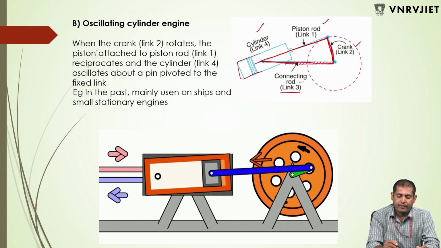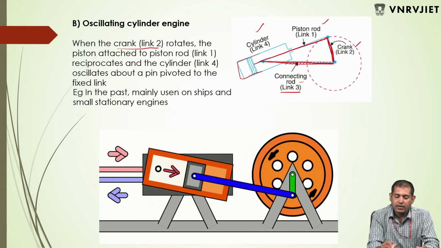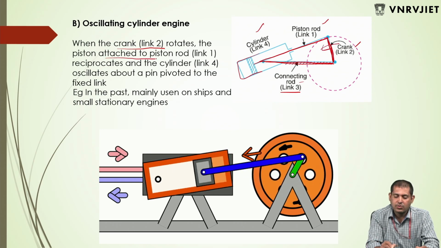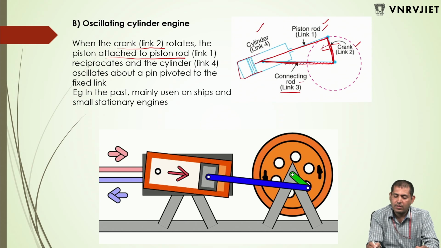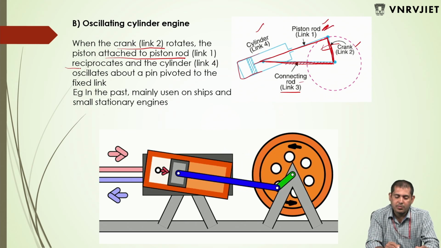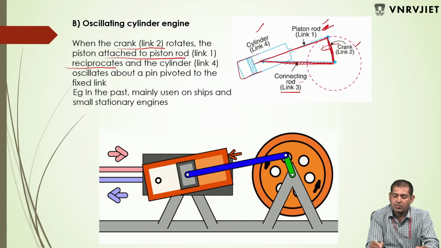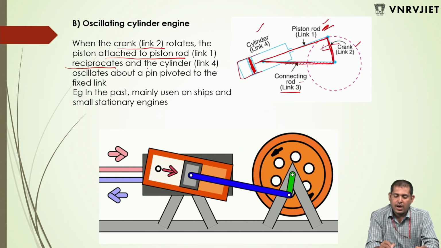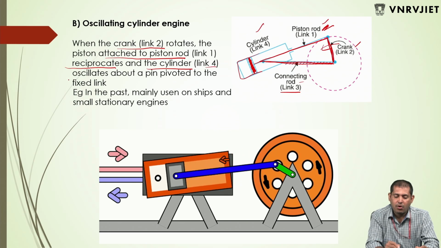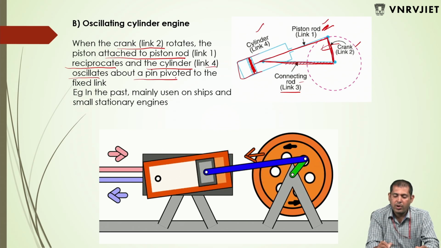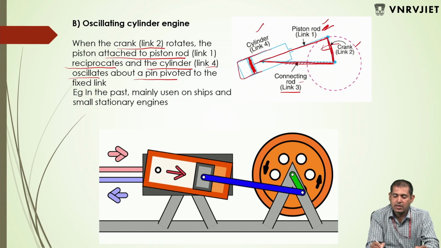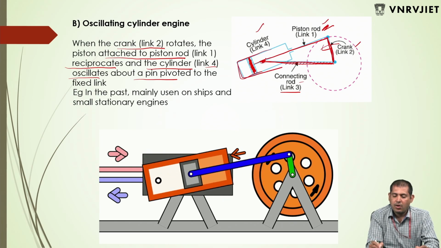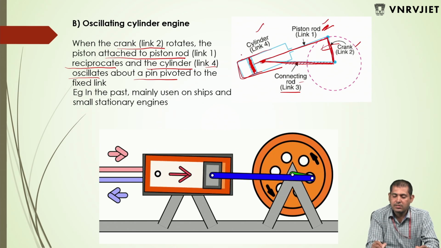So when the crank link 2 rotates, the piston attached to the piston rod, link 1, reciprocates. Here one piston is attached, and the cylinder, link 4, oscillates about the pin pivot. Now this is the cylinder. Here somewhere a point is fixed. By this fixed point the cylinder is oscillating.